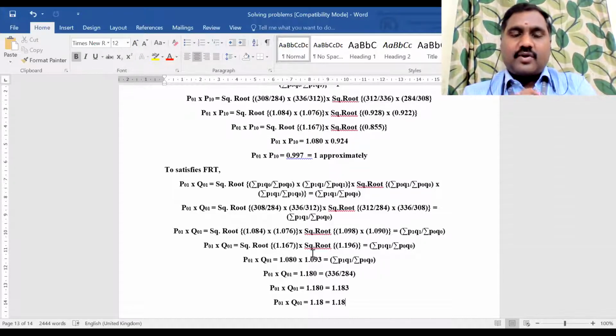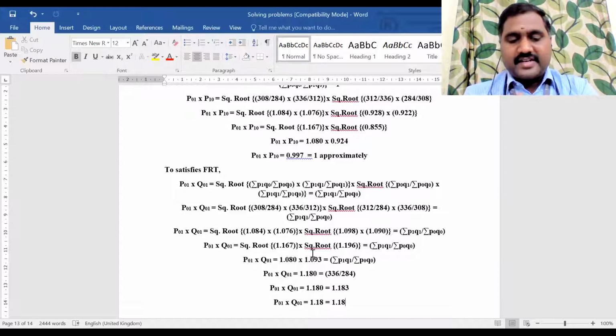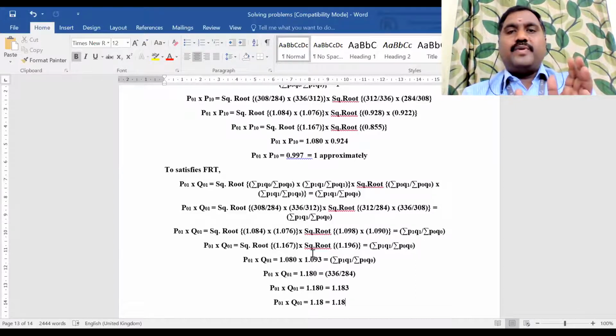Now is it clear how to solve the index number by using the Fisher method, and after calculating the Fisher index number, how to prove the time reversal test and factor reversal test? For the time reversal test, you should prove that it is equal to 1. And for the factor reversal test, it should be equal to summation P1 Q1 by summation P0 Q0.